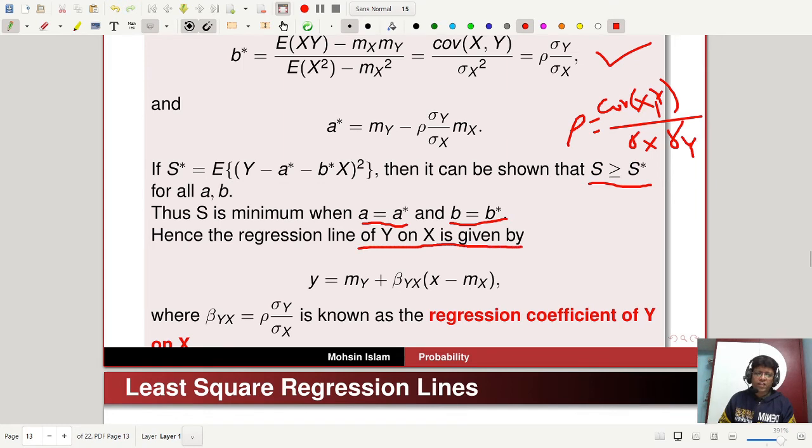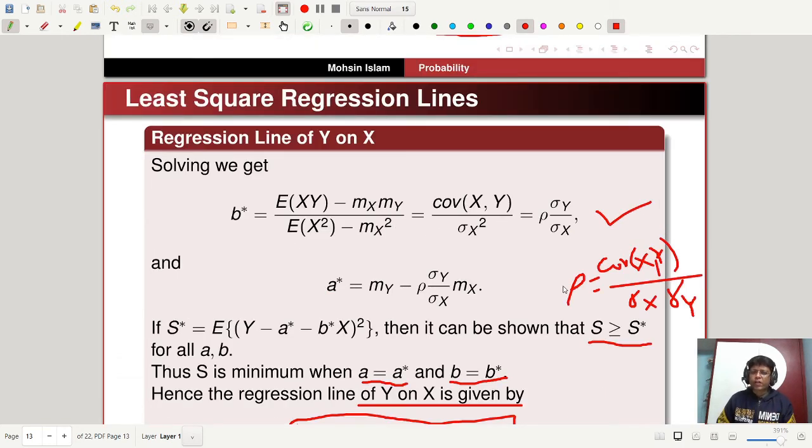Hence, the regression line of y on x is given by y equal to my plus beta yx into x minus mx, where beta yx is rho sigma y by sigma x, known as the regression coefficient of y on x. Actually, this is the equation of a line. So this is the regression line of y on x, and it is the least squares line. It is the best fitting curve. So that is how you can find the regression line of y on x.